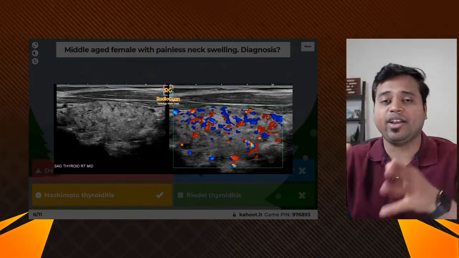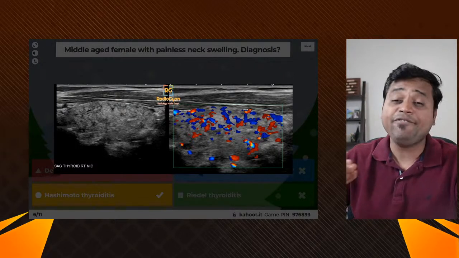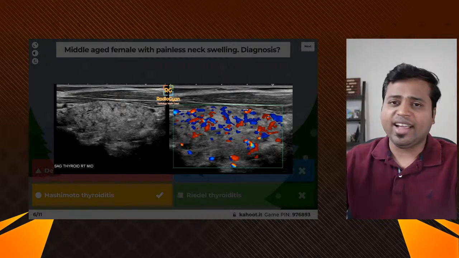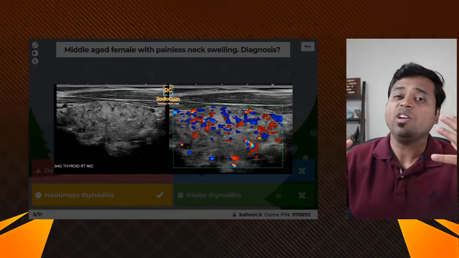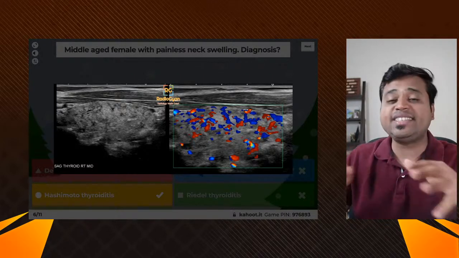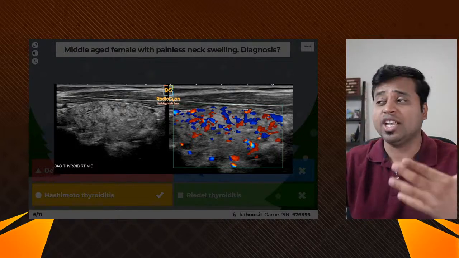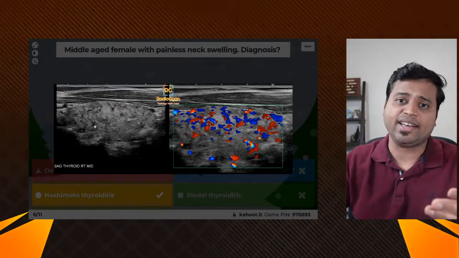Riedel thyroiditis is more of a fibrous, infiltrative kind of thyroiditis. Again, not very common. The thyroid gland will be significantly enlarged and you will see infiltration into adjacent soft tissues. So definitely, this is not Riedel's thyroiditis.